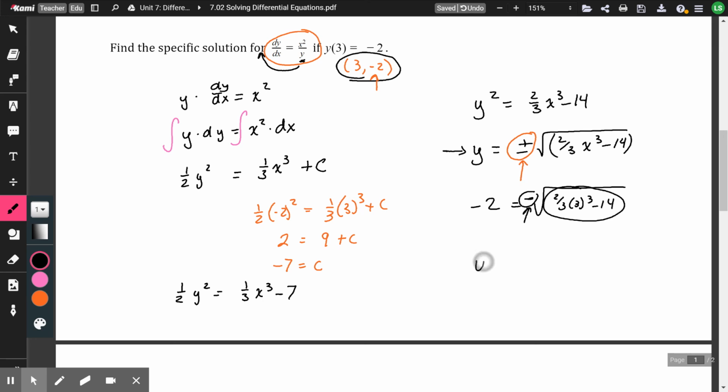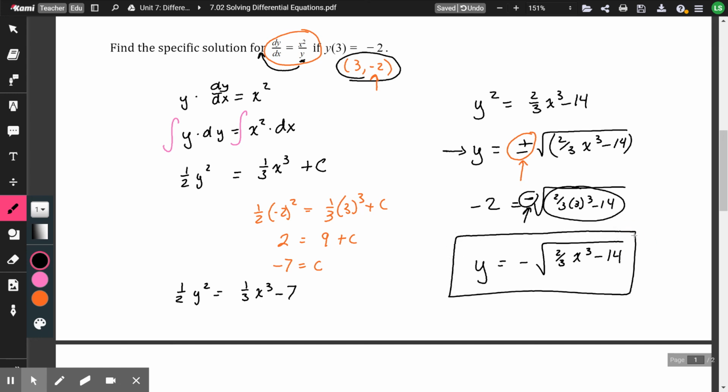So the function we're going to pick is y equals negative square root of 2/3 x to the third minus 14. And that will be our specific solution for this particular problem.